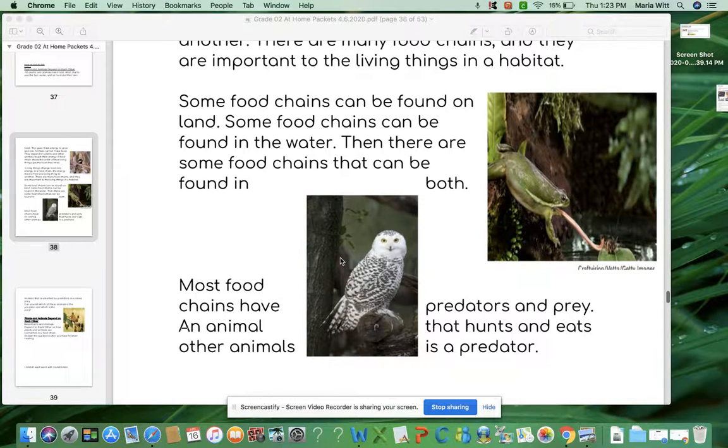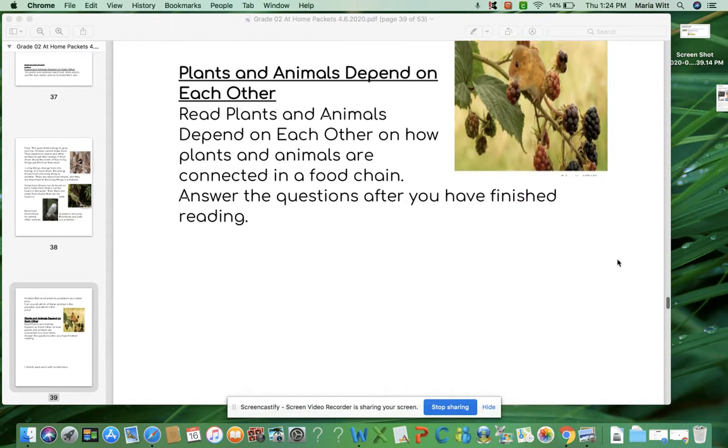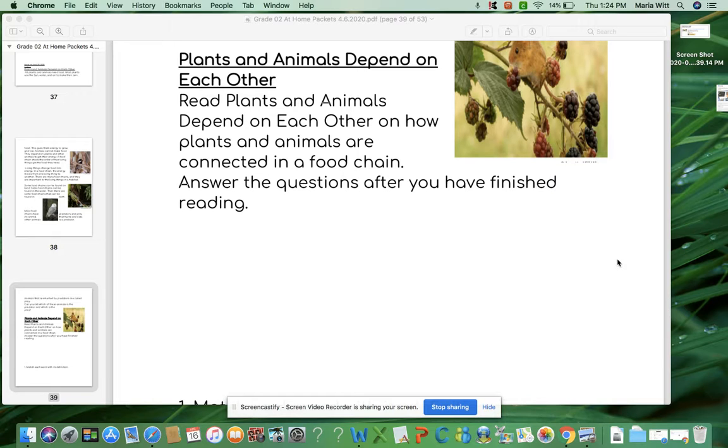So let's look here. Which is the predator and which is the prey in this slide here? The frog is the predator and the bug that it's eating is the prey. Plants and animals depend on each other. Read about how plants and animals are connected in a food chain.